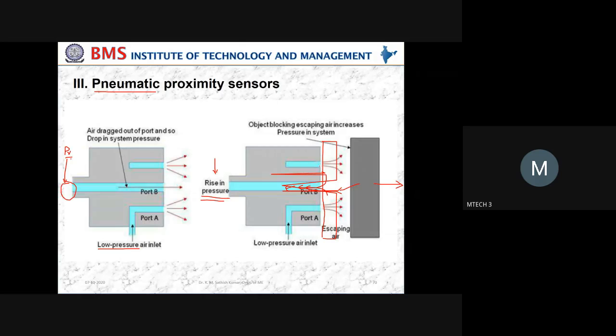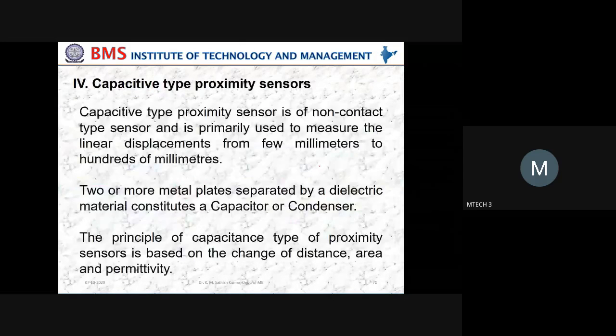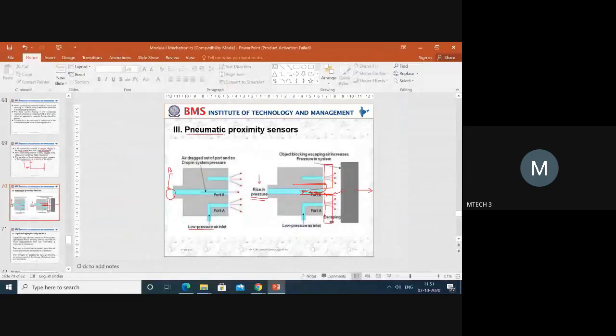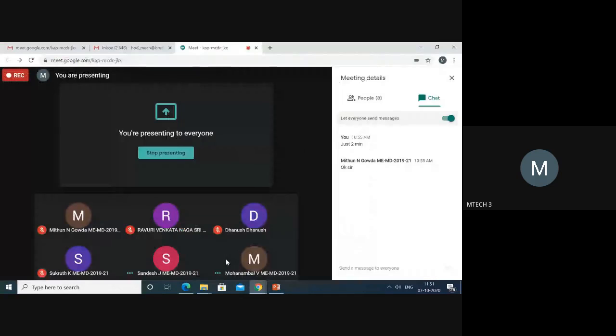Now this is called the pneumatic proximity sensor. Then we have one more thing called the capacitive proximity sensor. This capacitive proximity sensor, we'll take it up in the next class. Okay, so we'll stop at this stage, and we'll continue the class again.